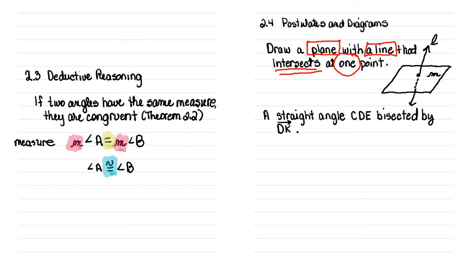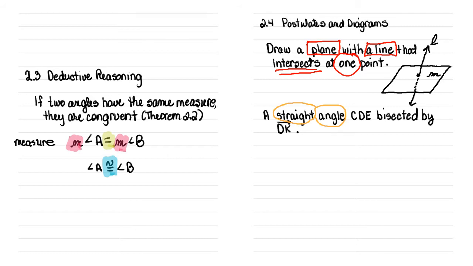Next one, a straight angle CDE bisected by ray DK. Straight angle. Okay, we have four types of angles. We have the right angle, 90 degrees, an acute angle, which is smaller than 90 degrees, an obtuse angle, which is bigger than 90 degrees, and then we have a straight angle. A straight angle is 180 degrees.